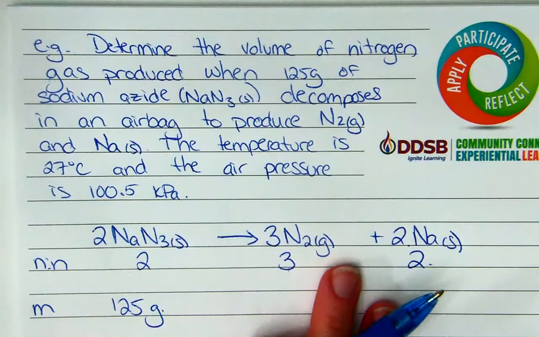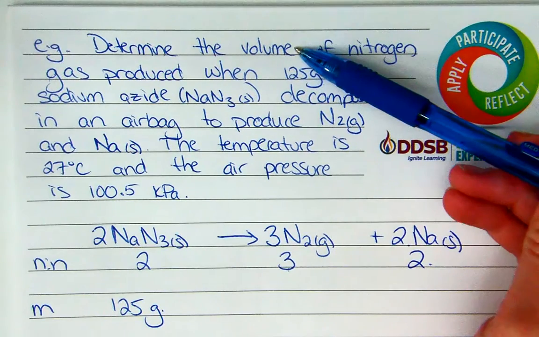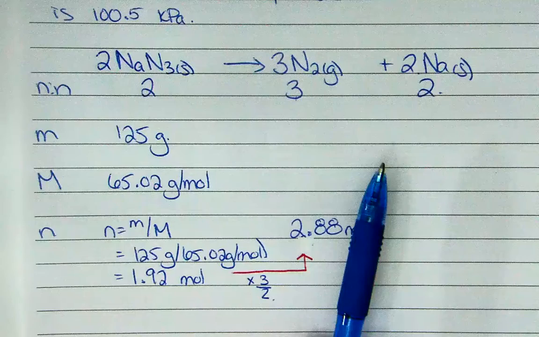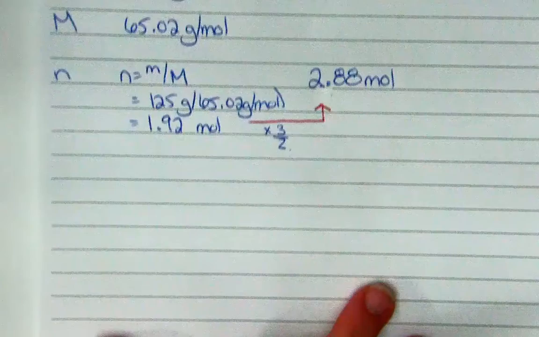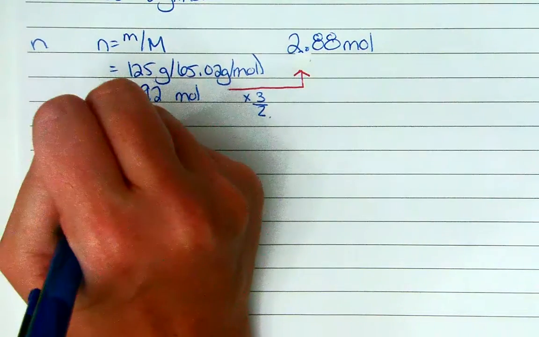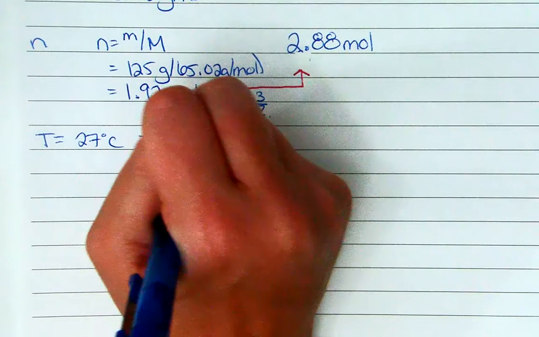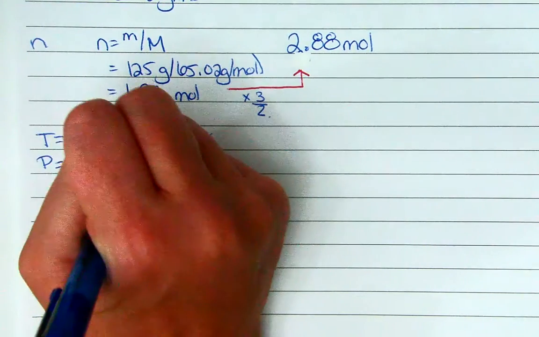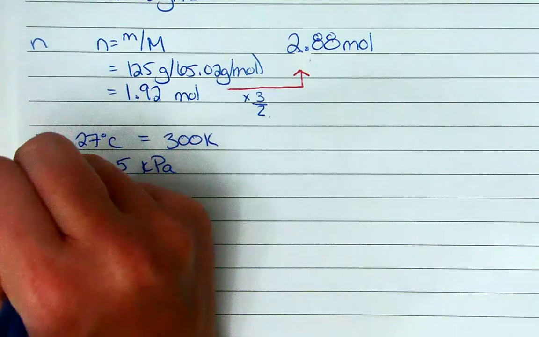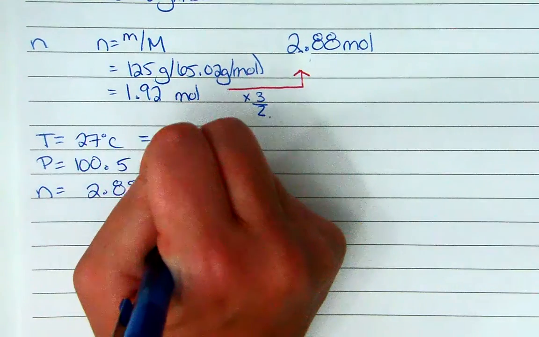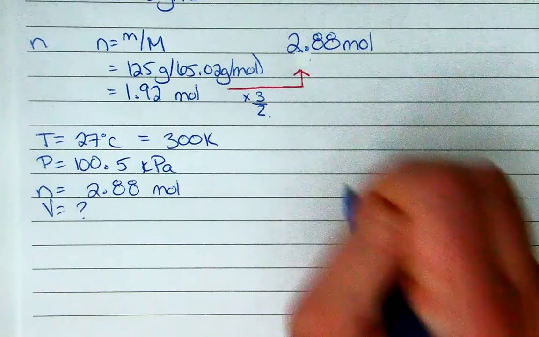Let's go back to the actual question. We want to know the volume. We're given temperature, we're given pressure, and now we have number of moles. We can use the ideal gas law. Temperature is 27 degrees Celsius, which is 300 Kelvin. Pressure is 100.5 kPa. Number of moles is 2.88 moles. And we're looking for volume.